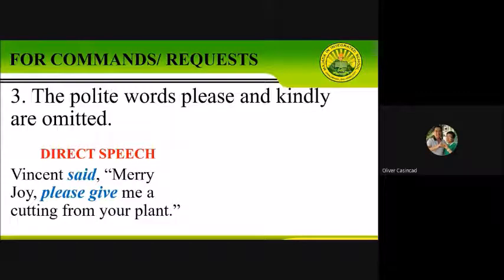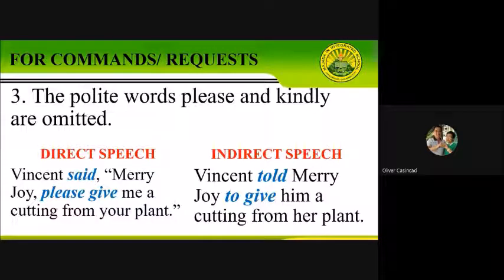Now, when you're going to change that into indirect, you have there Vincent told, we are going to change said to told, Mary Joy to give. So you omit the word please and you change give to the infinitive verb to give him a cutting from her plant. So remember the change in the verb. That is for commands and requests. So you're going to have there the infinitive to give, to plus base form.